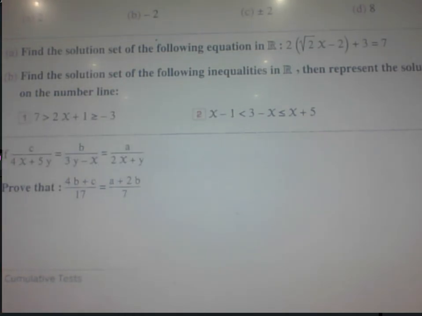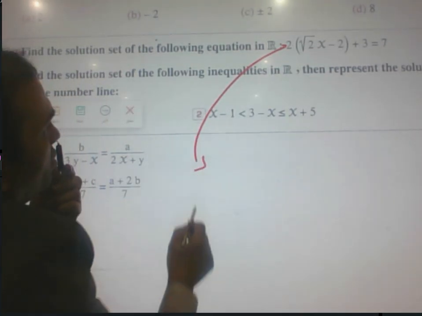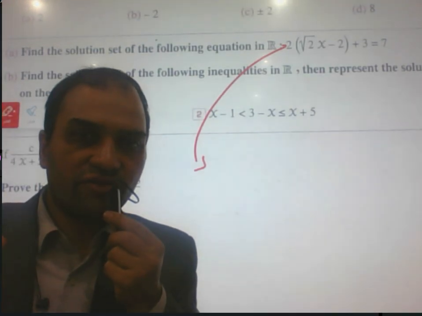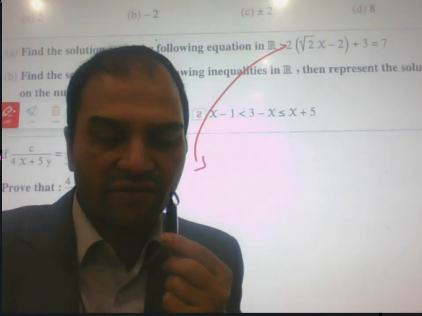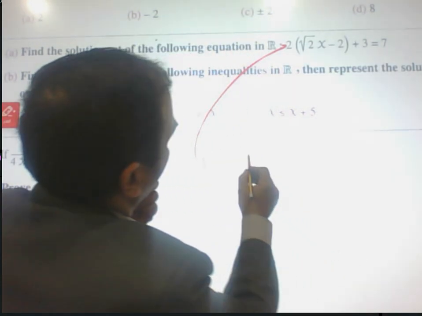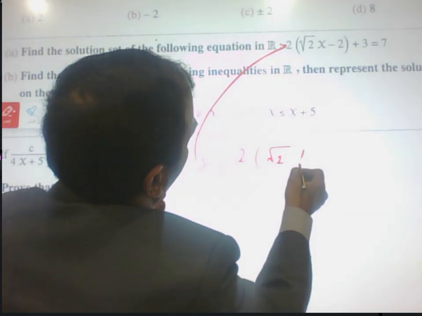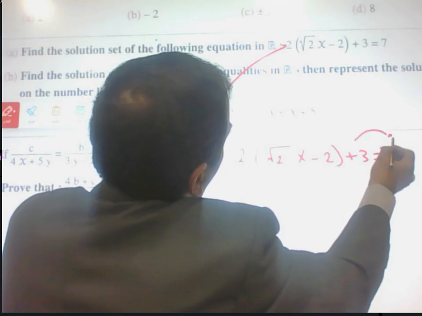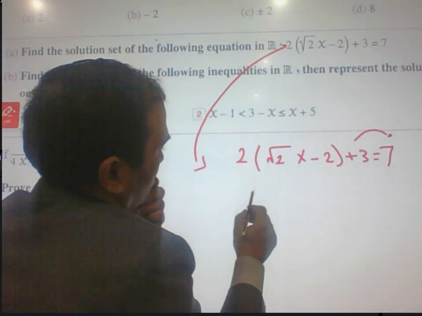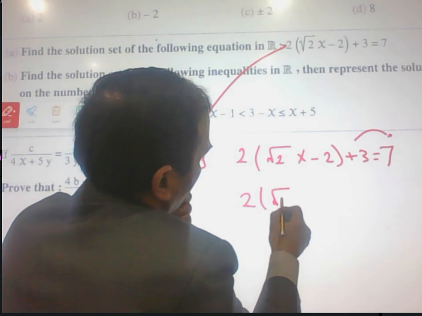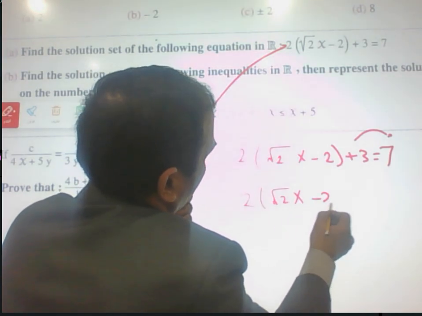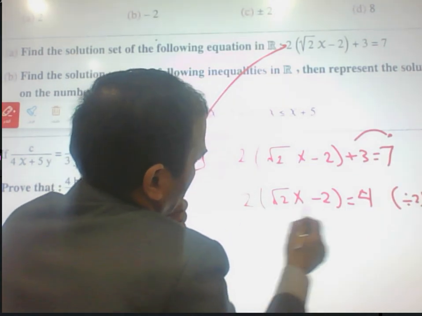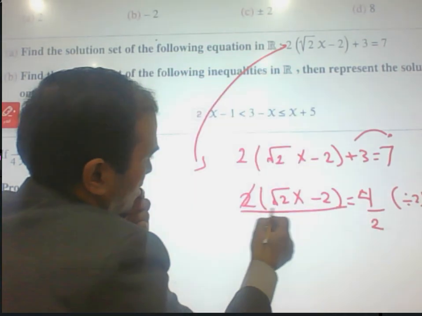Number 2, I will solve it down here. First step, you must multiply out the 2 on the left hand side, or you can move 3 to the right hand side by changing its sign to negative 3. Look here, we have 2 times the square root of 2 times x minus 2, plus 3 equals 7. First step, I will move 3 from the left hand side to the right hand side and cancel. Then 2 times the difference between the two terms, root 2x minus 2, equals 7 minus 3, which equals 4. Next step, I will divide by the coefficient of the brackets, dividing by 2 on both sides to cancel the coefficient.